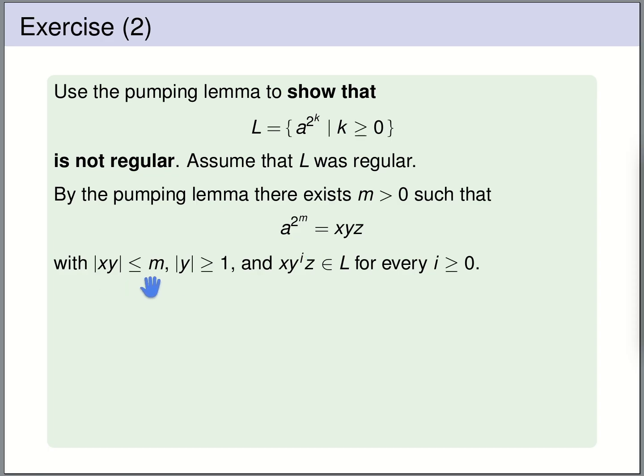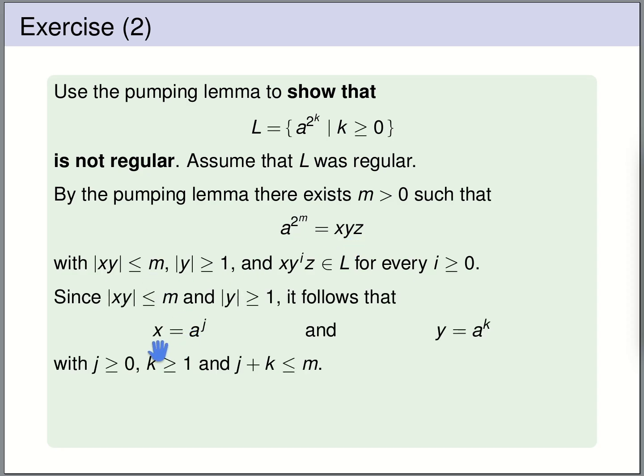Now, like in the exercises before, we know that this word only consists of a's, so we know that x and y only consist of a's, and the length of x and y together is at most m. So we know that x is of the form a to the j for some j, y is of the form a to the k for some k, y is non-empty, so k is at least 1, and x and y together have at most length m, so j plus k is smaller or equal than m.